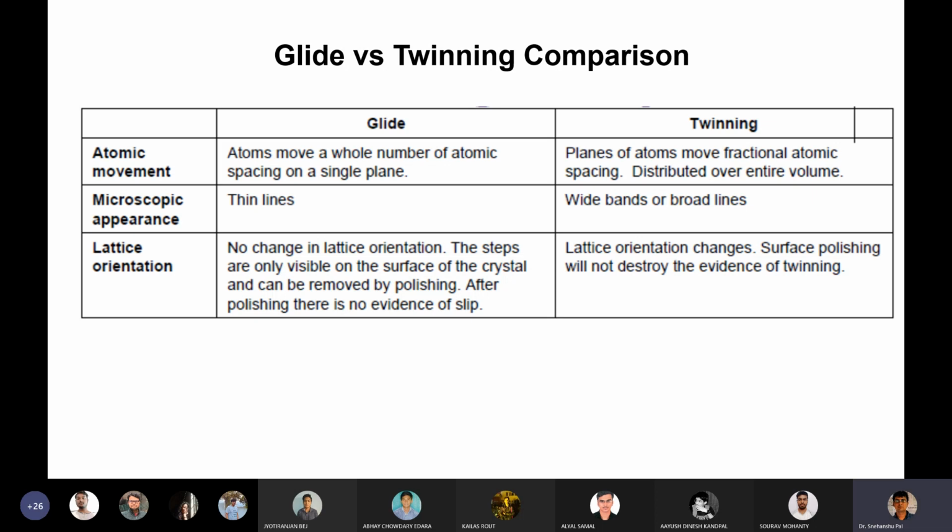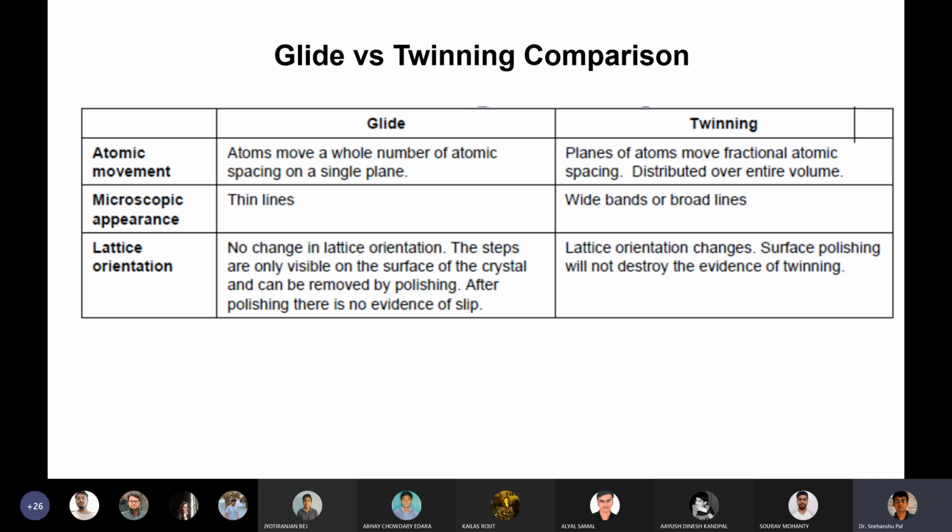Fraction of what? Fraction of lattice and lattice parameter by atomic spacing and distributed over entire volume. So then you can tell this is a twinning. And what will be the microscopic appearance of the glide? Thin lines. But in case of twinning, wide bands or broad lines, certain lines will be broadened.